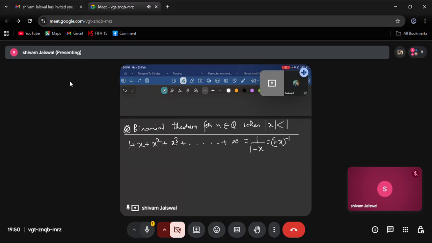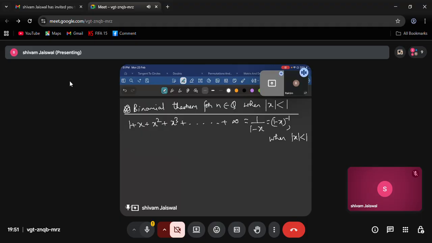Are you people getting? And when is it valid? Tell me. Sir, x is lesser than 1. When mod of x is less than 1, right? Similarly, you can find out other summations also.